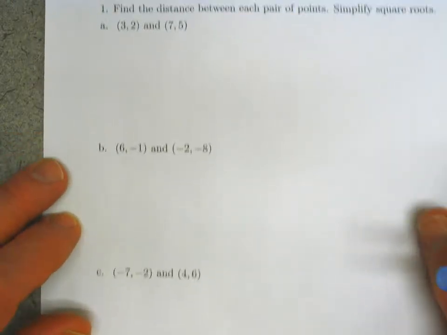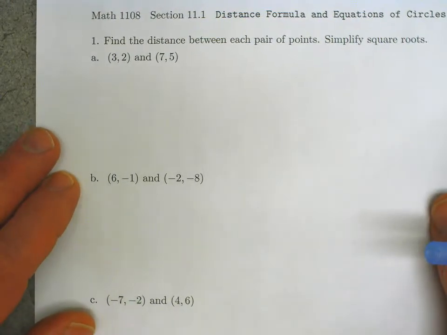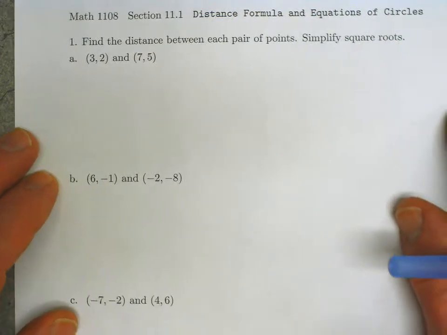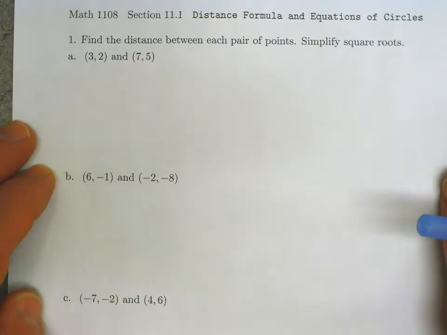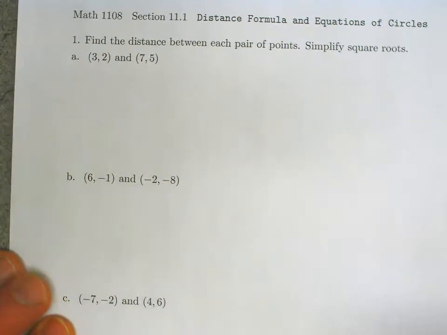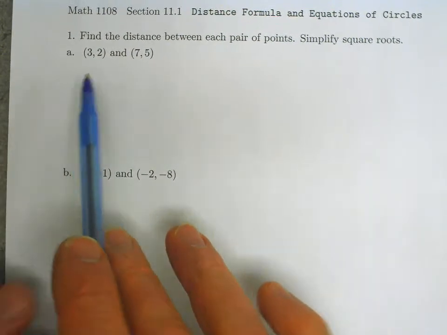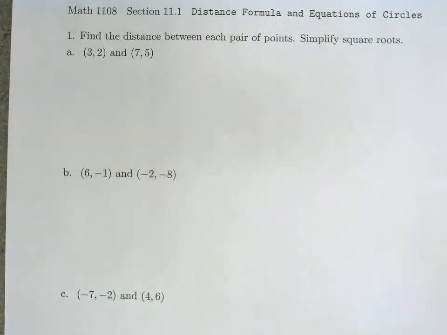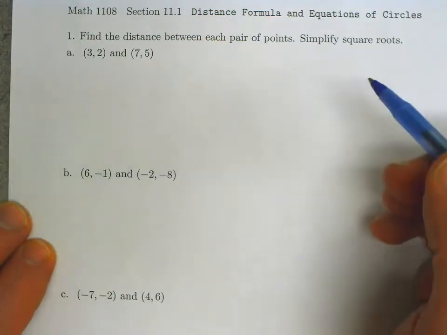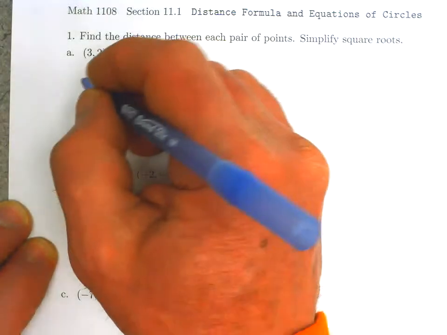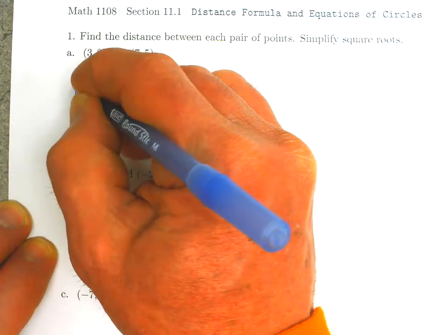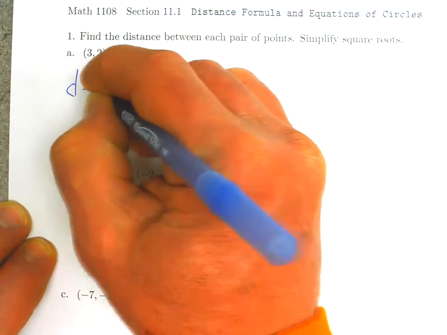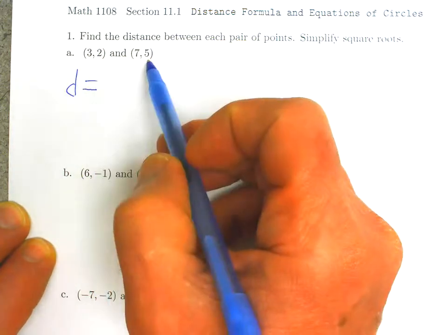Okay, so one of the pitfalls is the arithmetic. So be careful with the arithmetic. It doesn't matter which of the 2 points you label x1, y1. So you can do it either way. So on this one, I'll just point out what you can do. We want to find the distance between the ordered pairs 3, 2 and 7, 5.